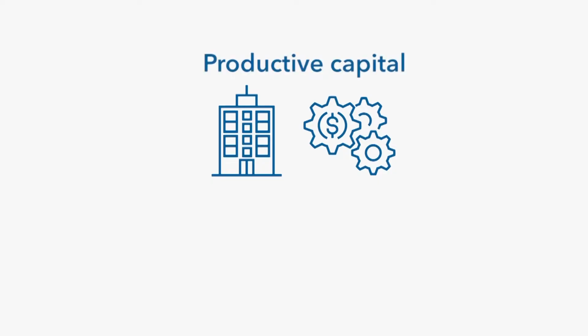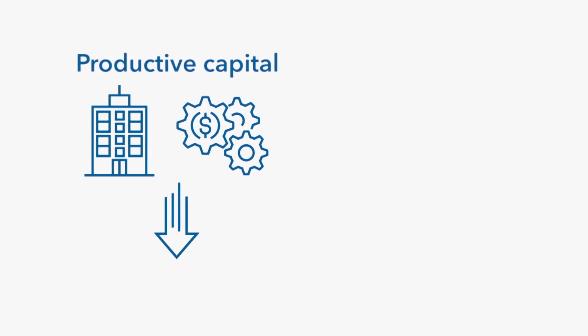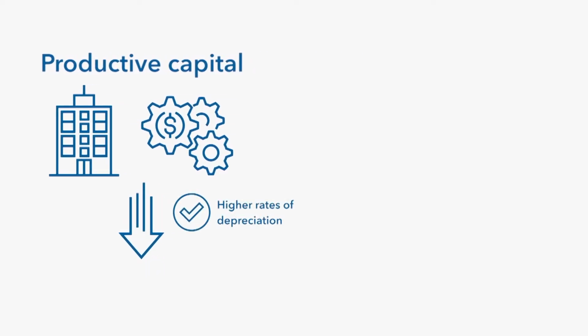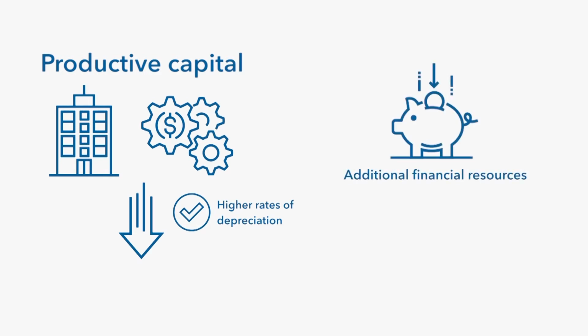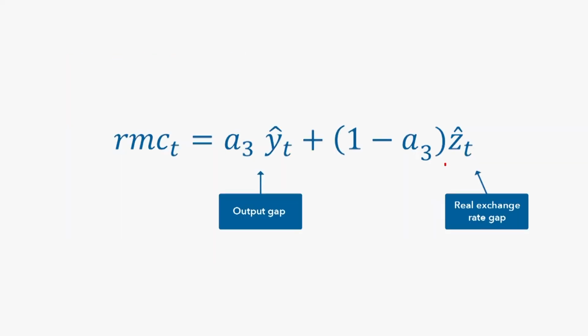Another reason why the output gap can approximate domestic costs is because when the output gap and capacity utilization increase, then firms use their productive capacity or productive capital more intensively. Therefore, productive capital is going to depreciate quicker, and firms will need to replace capital earlier. To be able to do that, firms will have to allow for higher rates of depreciation and set aside additional financial resources. This extra cost of replacing faster depreciating capital will lead to higher marginal cost of production and higher inflation.